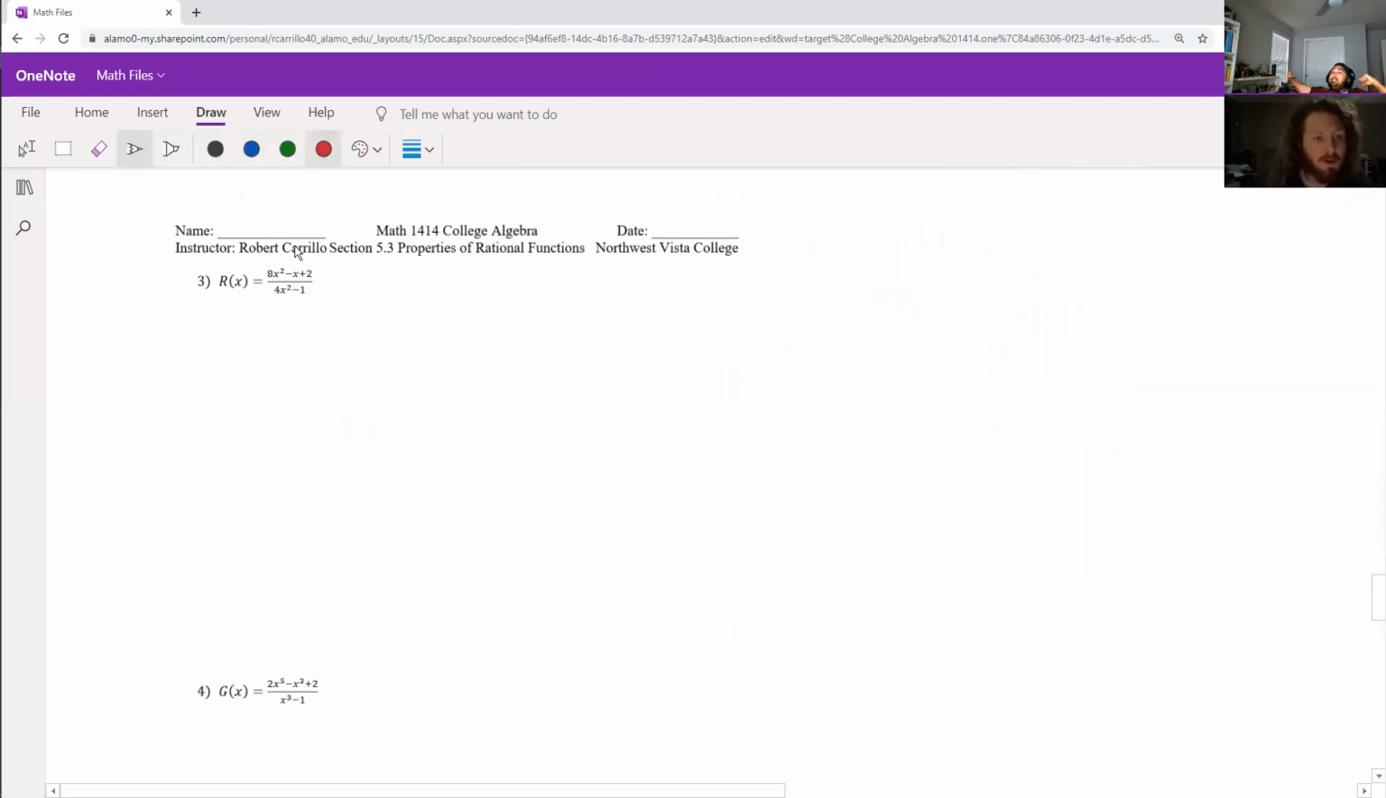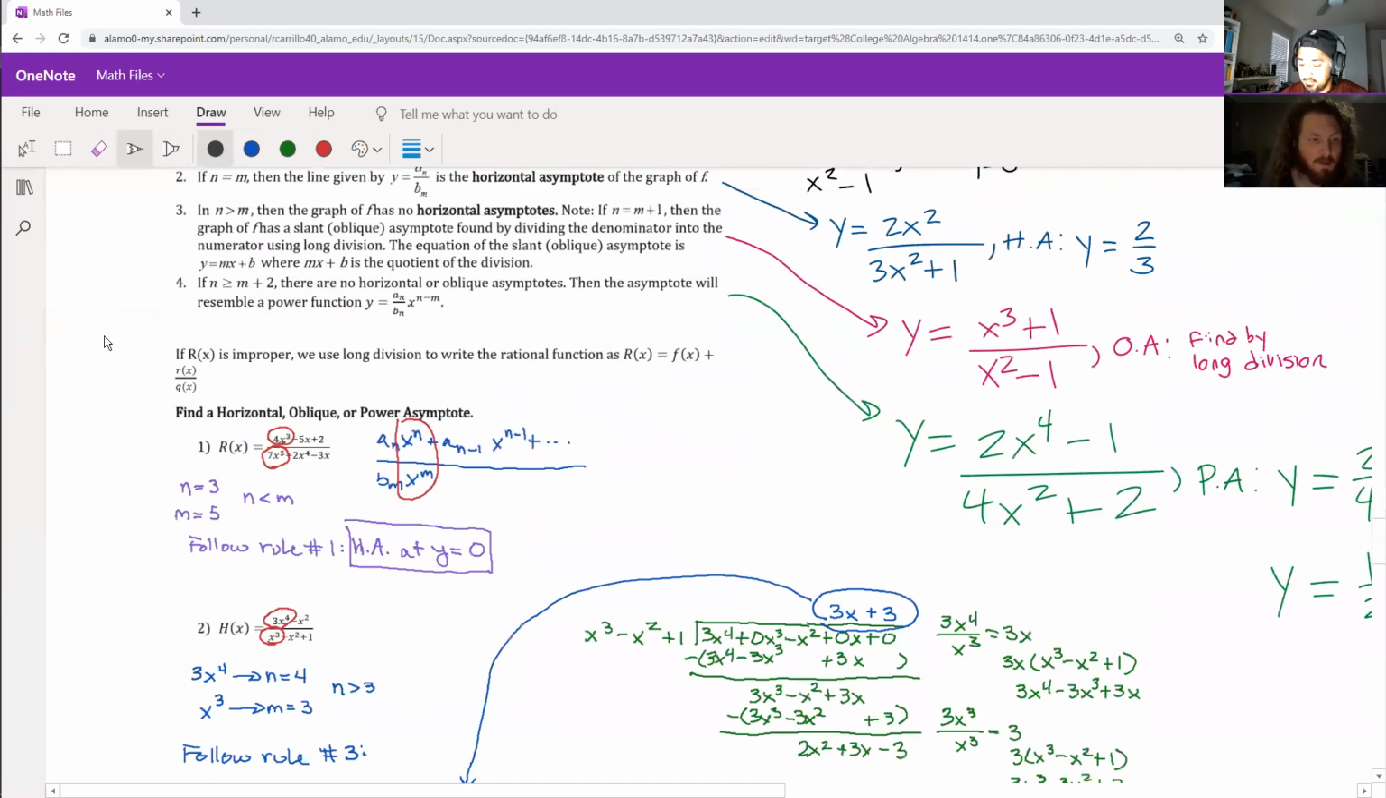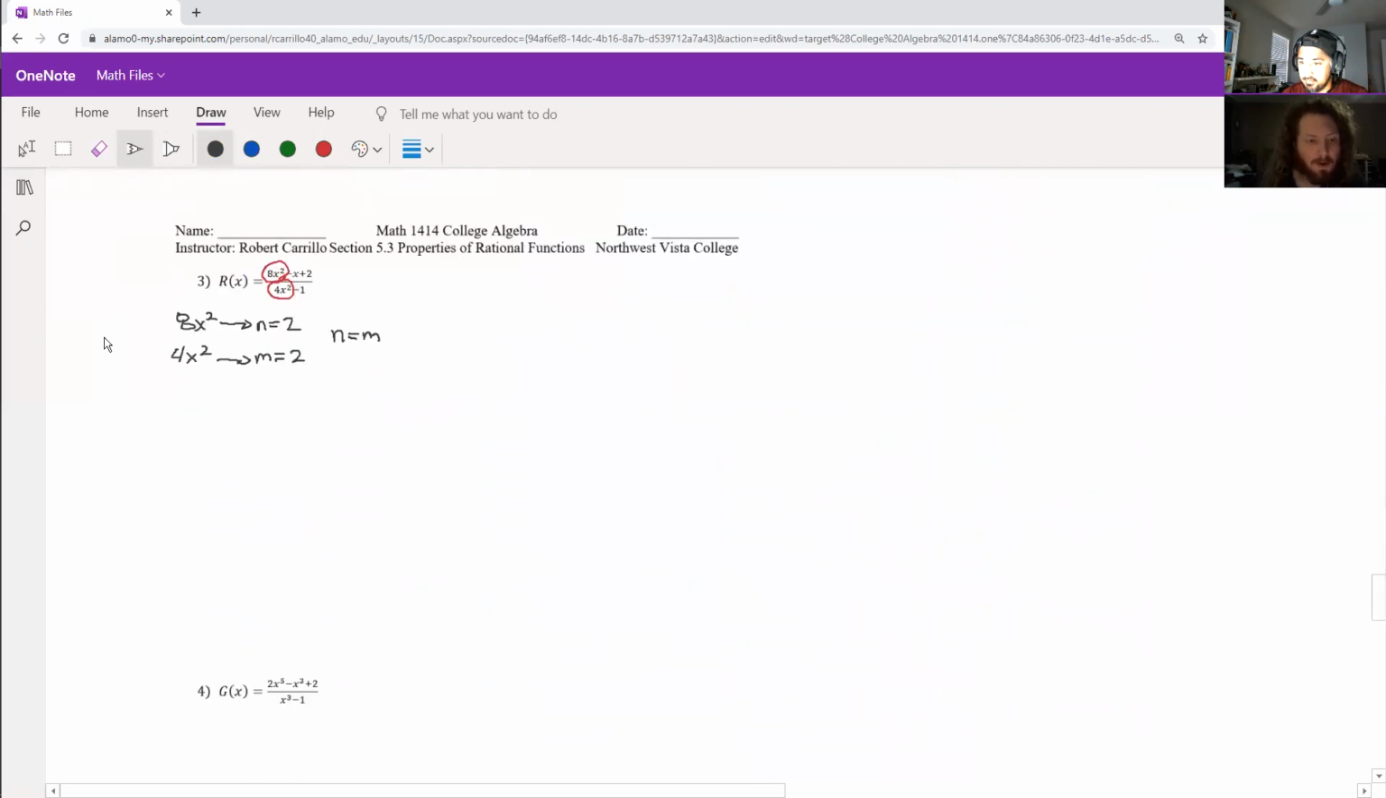So let's take a look again. We look at the leading terms of our polynomials, and we have 8x squared, which gives us that n equals 2. We have 4x squared, which gives us that m equals 2. So this is n equals m. I think this one is rule 2. Let's go check. This one is indeed rule 2. All right. So we follow rule number 2. Now, remember, we are operating on this kind of form.